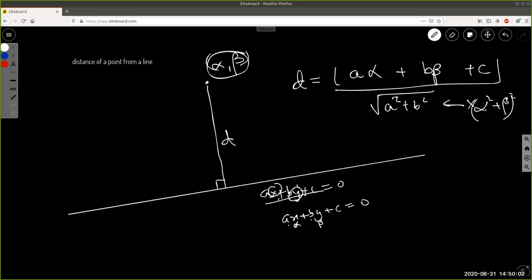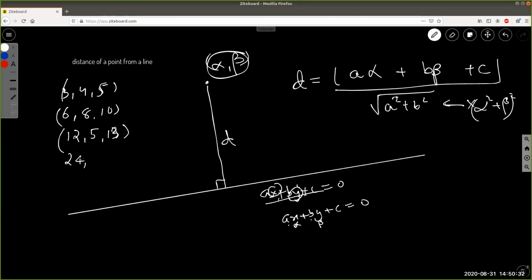Remember, 12 and 5 give 13, okay? That is the triangle, the Pythagorean triplets, remember them. Which Pythagorean triplets are there? 3, 4, 5, and its double also, 6, 8, 10, and 12, 5, 13. And there's another one, which is pretty common, 7, 24, 25. Yes, correct. Does anyone remember any others?